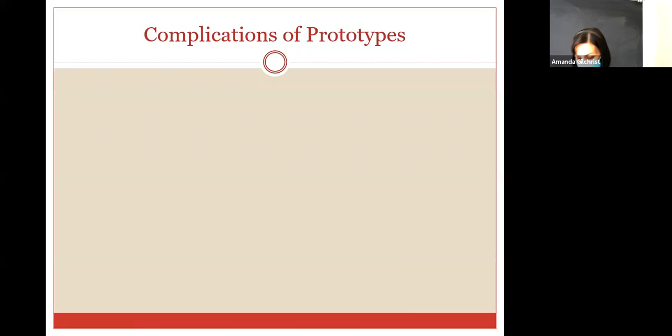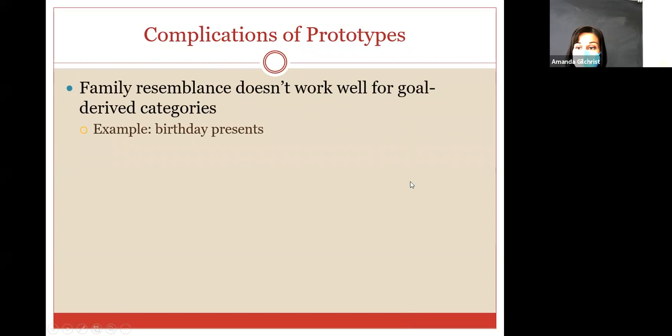So what are some of the problems with prototypes? One of the big issues with prototypes is that researchers have found that family resemblances don't really work well when categories are based on goal directedness. So for example, a typical birthday present, woof.